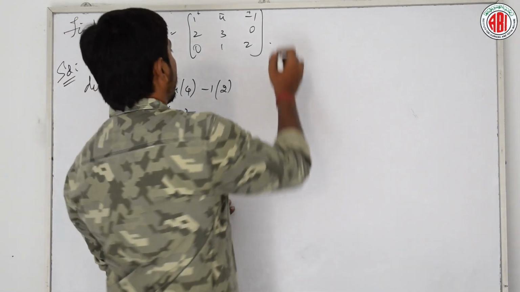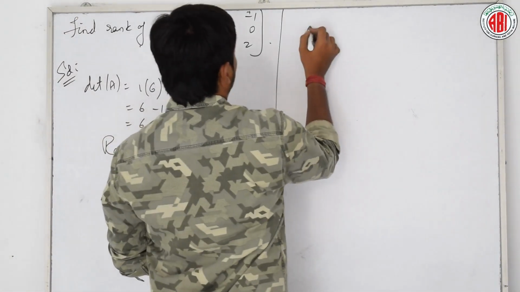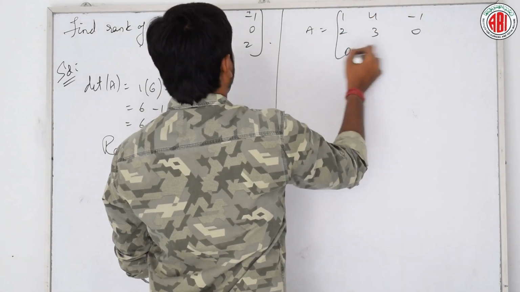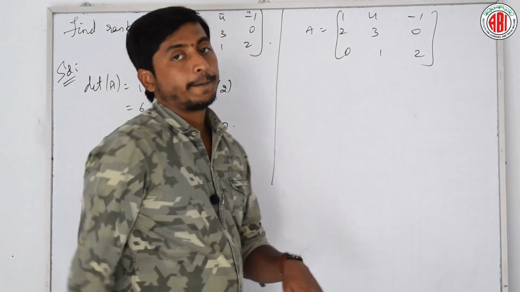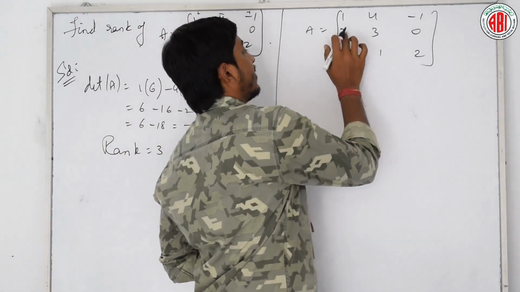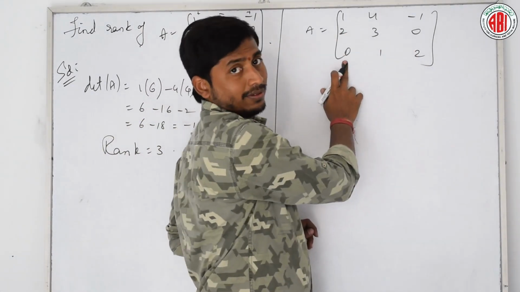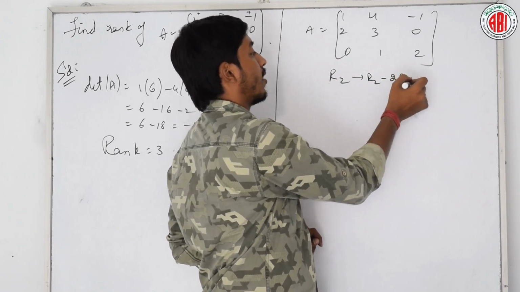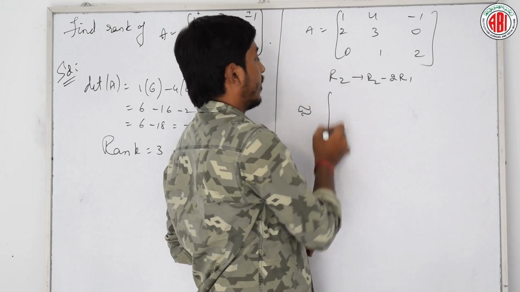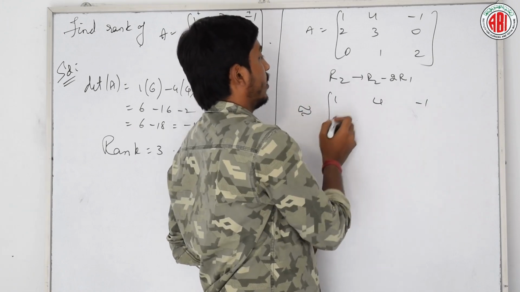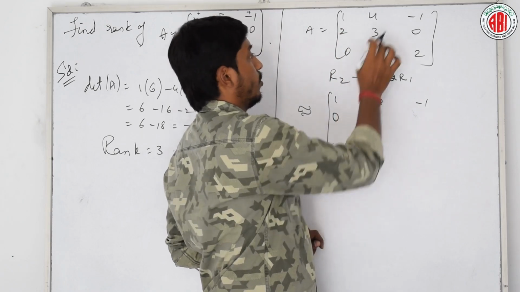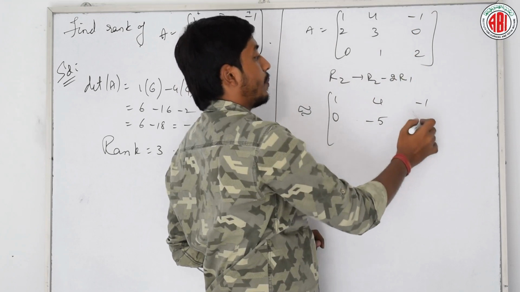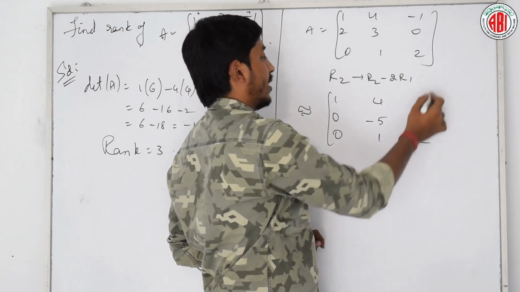Okay. Now let us do the same with row transformation. A is equal to 1, 4, minus 1, 2, 3, 0, 0, 1, 2. Fine. Now let us make this term 0. However, this is 0. Okay. R2 tends to R2 minus 2 R1. That is 1, 4, minus 1, 2 minus 2, 0, 3 minus 8, minus 5, 0 minus minus plus 2. This will be 0, 1, 2.